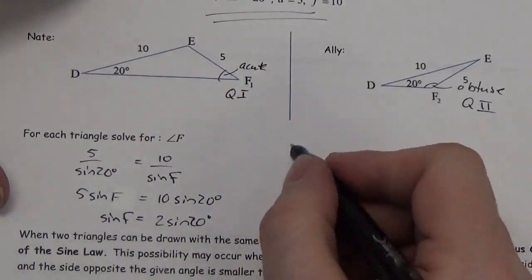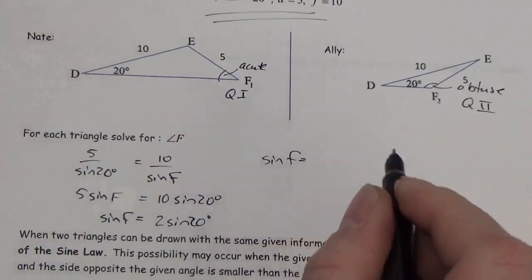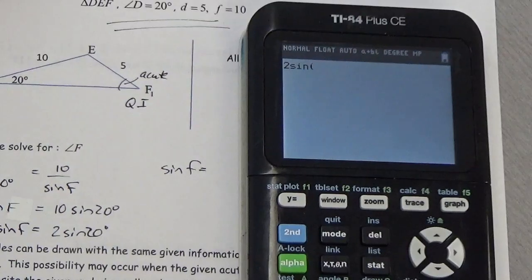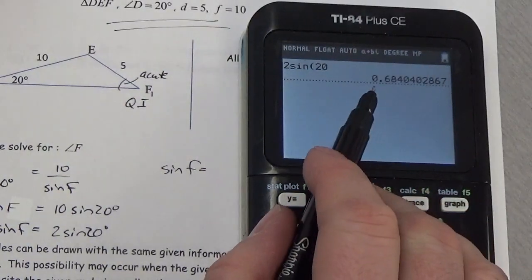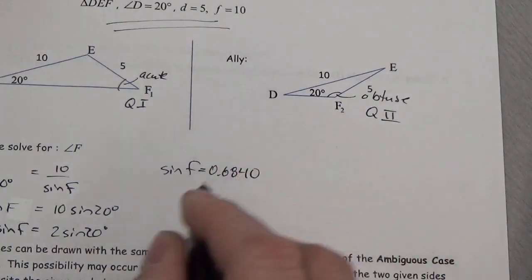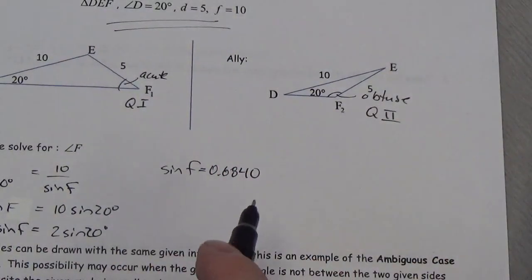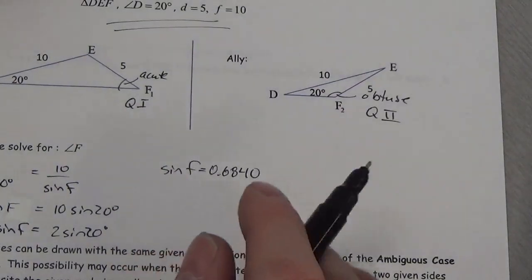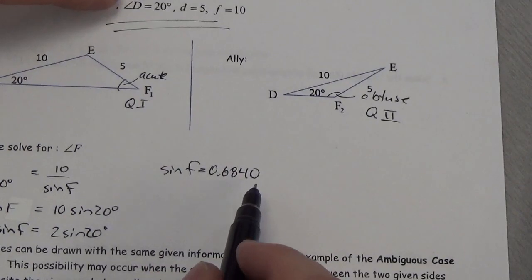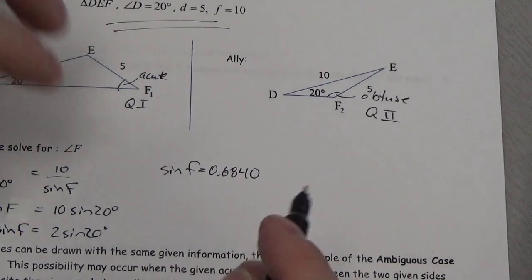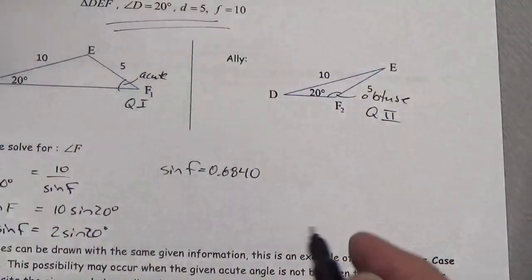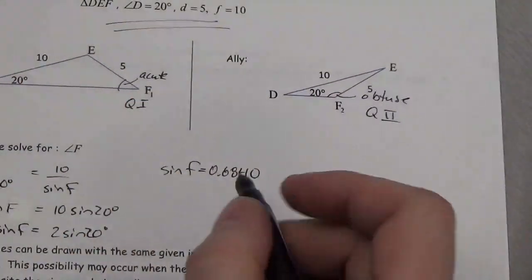Now, I'm going to evaluate that. So the sine of F is going to equal 2 times the sine of 20, which is going to be 0.6840. Now, usually we go to 4 decimal places when we're looking at the ratio. I think it makes sense to stop at this point here because it's clearer when you see the sine ratio as a decimal, because usually when people see this, they know there are 2 quadrants where these answers could be.